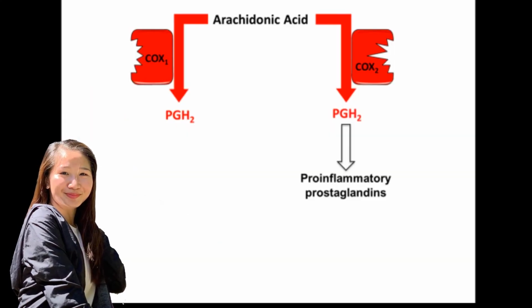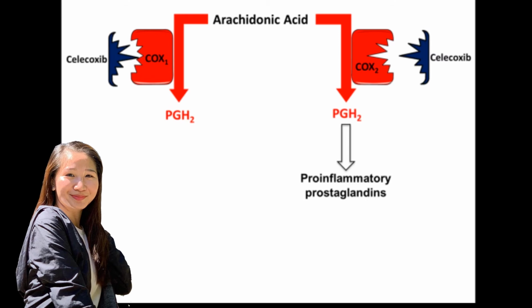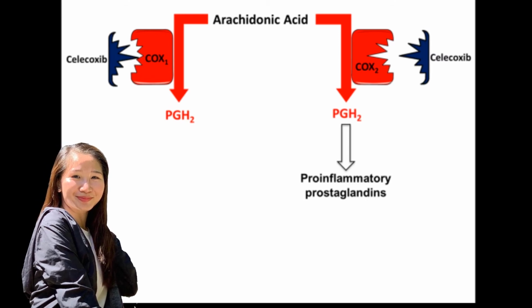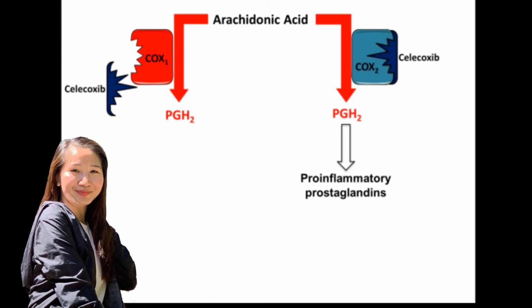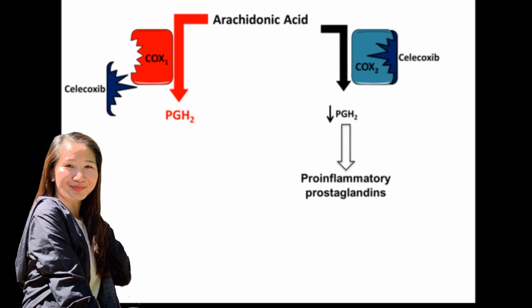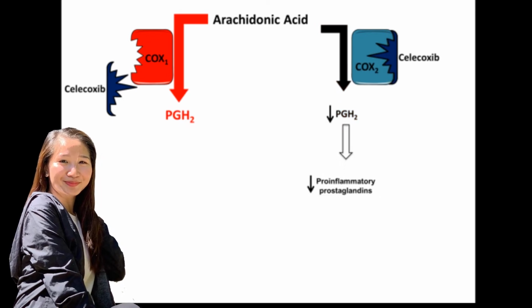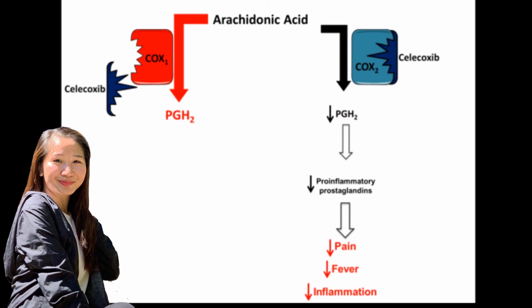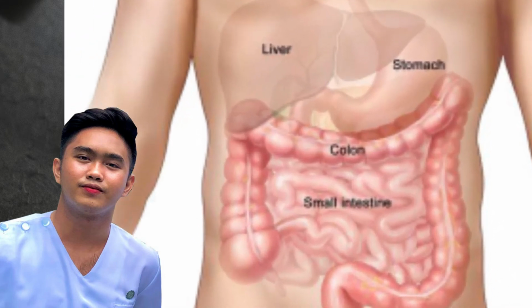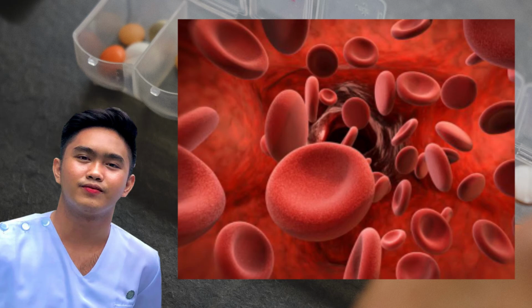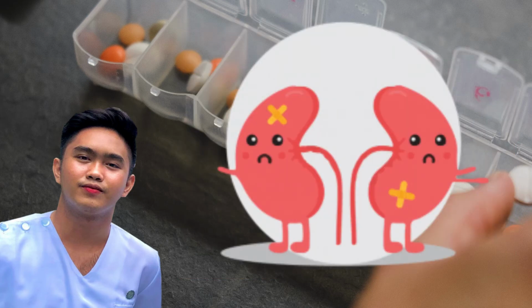Celecoxib is a non-steroidal anti-inflammatory drug, or NSAID, that selectively binds and inhibits cyclooxygenase 2 or COX2 over COX1. This prevents the conversion of arachidonic acid into the pro-inflammatory prostaglandin, leading to a reduction in pain, fever, and inflammation. NSAIDs work by reducing the production of prostaglandins, chemicals that promote inflammation, pain, and fever. Prostaglandins also protect the lining of the stomach and intestines from the damaging effects of acid, promote blood clotting by activating platelets, and affect kidney function.